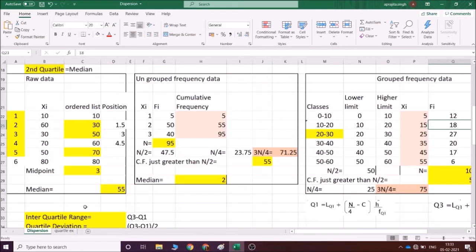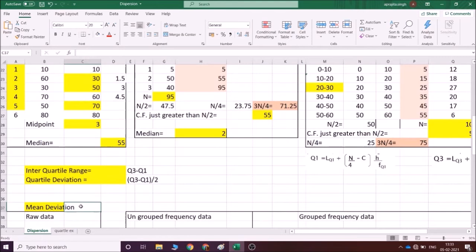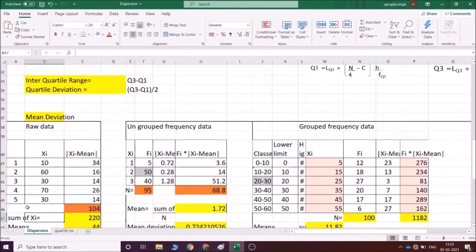And the interquartile range, this is how you find out: Q3 minus Q1. Quartile deviation is Q3 minus Q1 divided by 2. That is how we find out the quartile deviation.